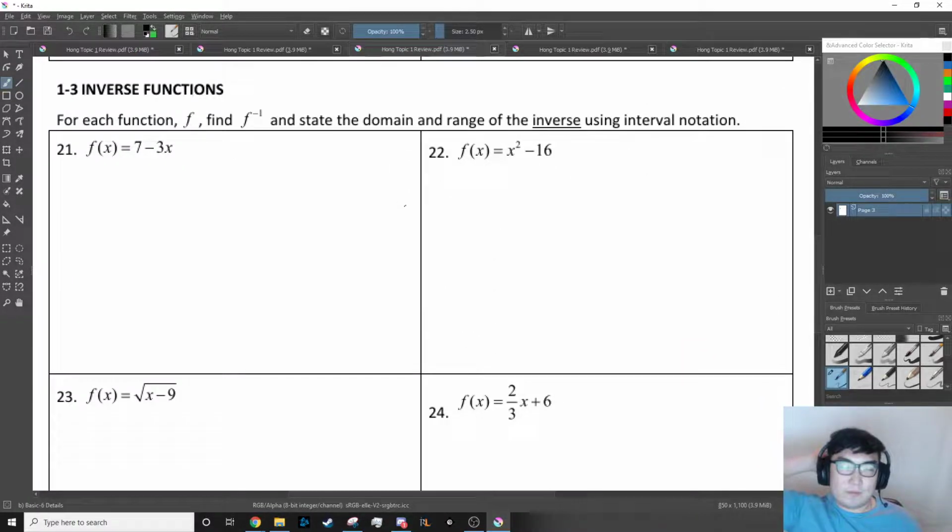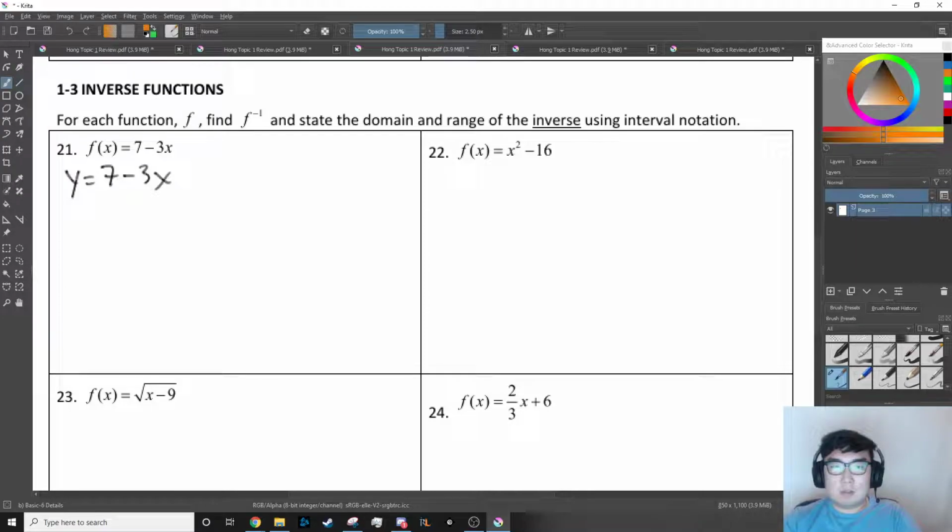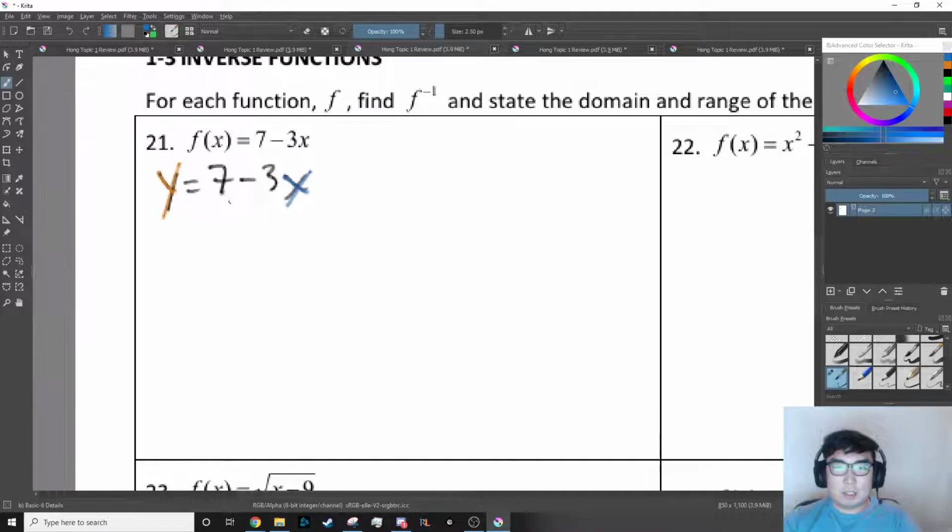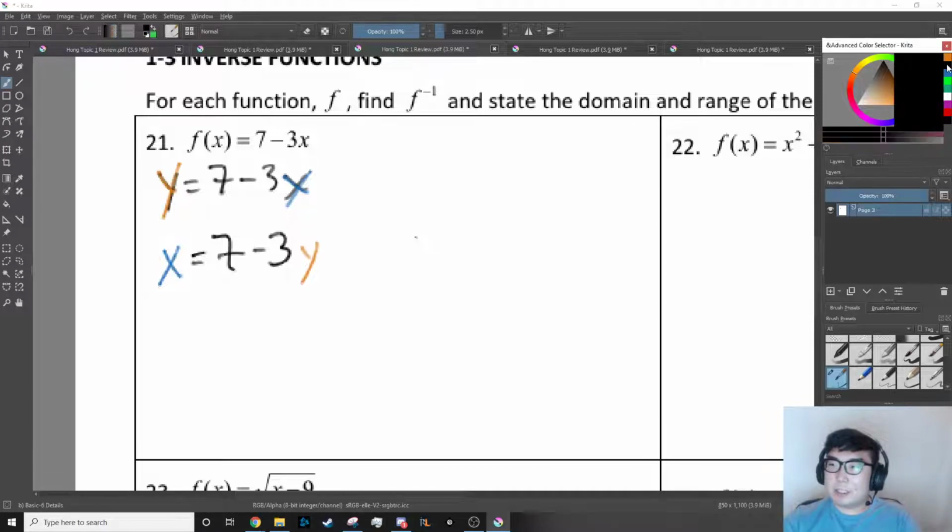Inverse function. For each function f, find the inverse and state the domain and range of the inverse using interval notation. So if I want to find the inverse of this equation, really I have to rewrite this as not f of x but y, and I have to use my colors, which is y is orange and x is blue. It doesn't matter which colors are which. You really need to just stay consistent by switching them and leaving the color with the color. As in, like, I don't bring anything that's written in black. Like so. But now I can drop my colors because I did this correctly.